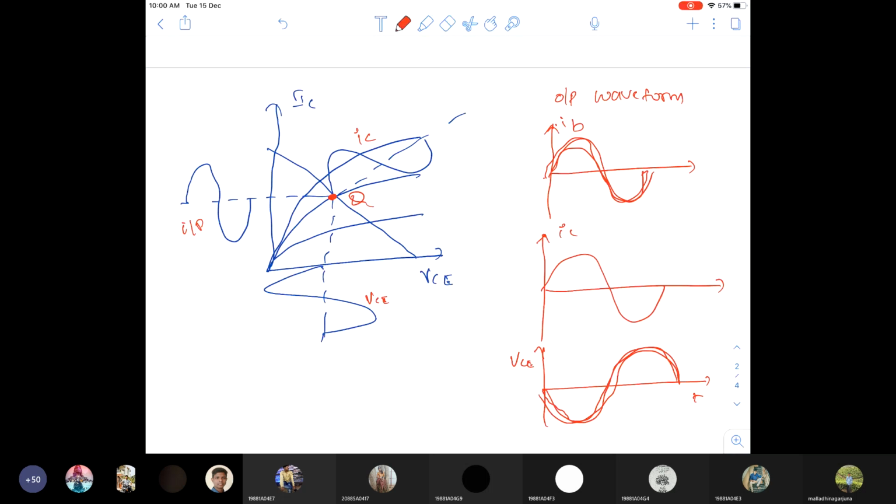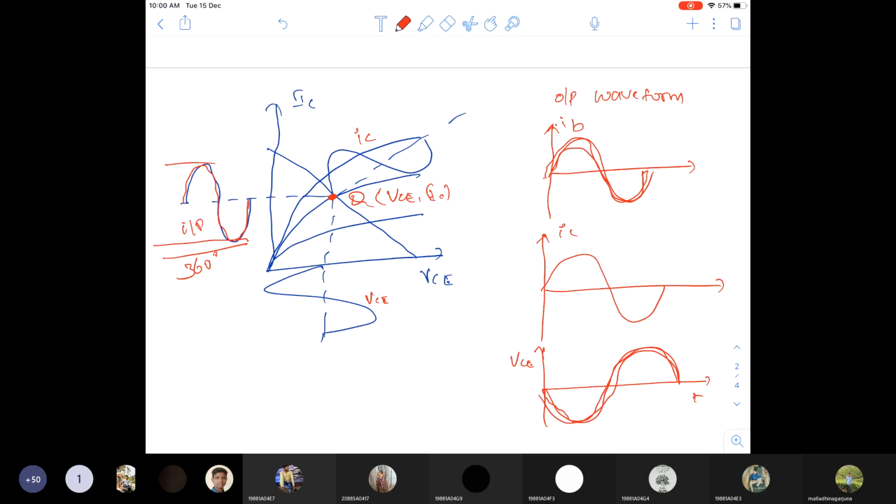So this is the Q point, with VCE comma IC. If the operating point is at the midpoint of the load line and you give the input as a 360 degrees conduction, see here one more important point is the conduction angle. So 360 degrees is the conduction angle for this. It conducts for 360 degrees. The 360 is in terms of the y-axis, so the positive peak and the negative peak together make the 360 degrees conduction angle.